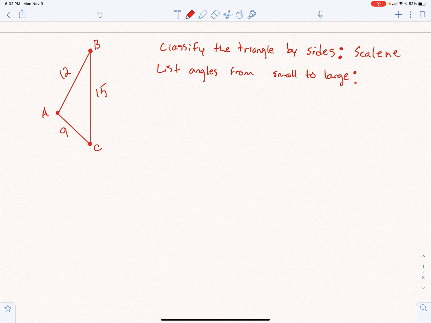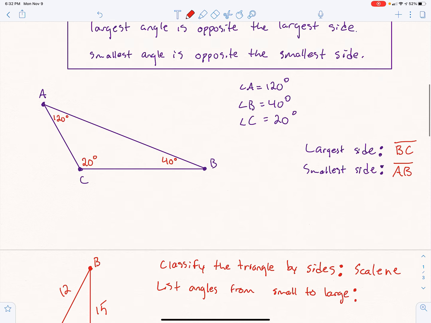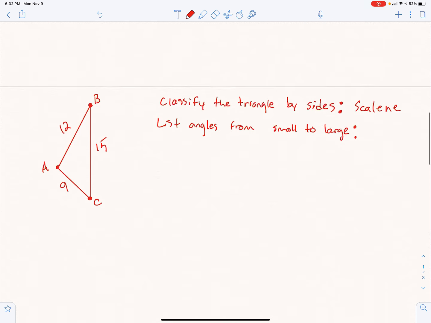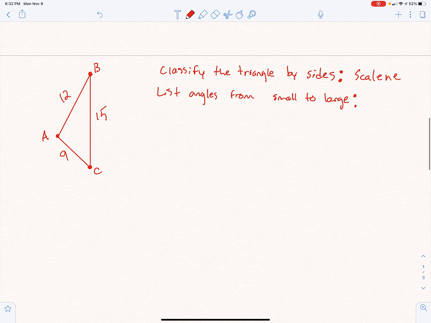Next, if I want to list the angles from small to large, we got to remember this up here, that the largest angle is opposite the largest side, and the smallest angle is opposite the smallest side. So if I'm listing from small to large, if I want to find the smallest angle, I need to find the smallest side. The smallest side is this one right here, 9. So if I draw an arrow, what does that point to? Angle B, this angle right here. So we know angle B is the smallest angle.